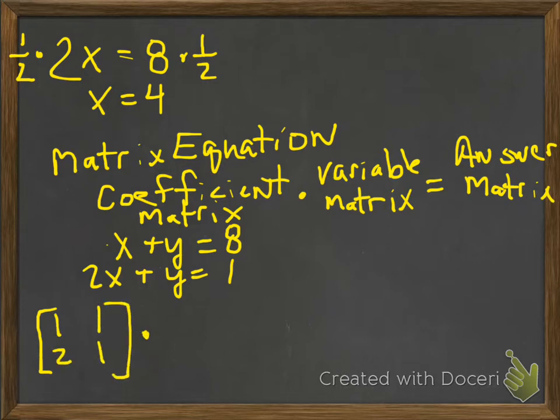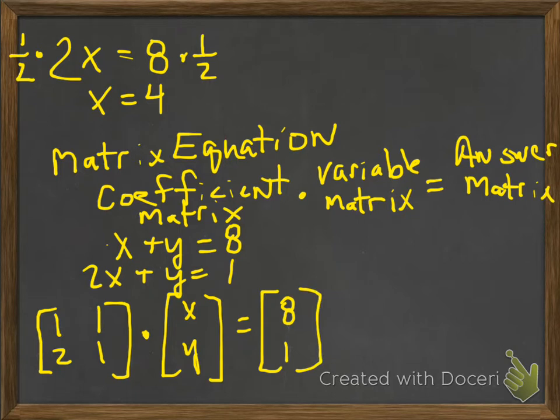What are the variables we're dealing with? X and Y. There's your other matrix, your X and Y matrix. And then what's your answers? No, this is just setup. The answer matrix, the answers here are 8 and 1. Okay, that's the setup. This right here is the setup.